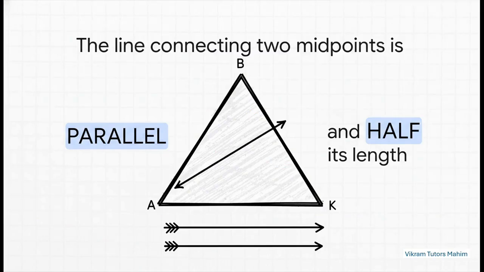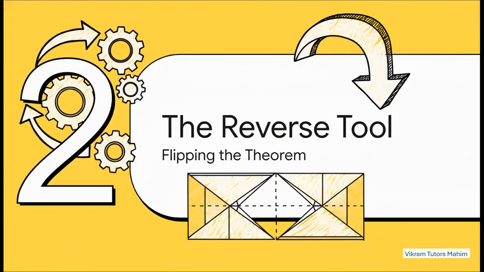So let's just boil it all down to the absolute essentials. If you connect two midpoints in a triangle, the line you just made is going to be parallel to the third side and it's going to be half its length. That's it. That's the heart of the theorem. Okay, so that's our first tool. Pretty cool, right? But what happens if we use it in reverse? If we flip the logic around, we get a second, equally powerful tool for our kit.